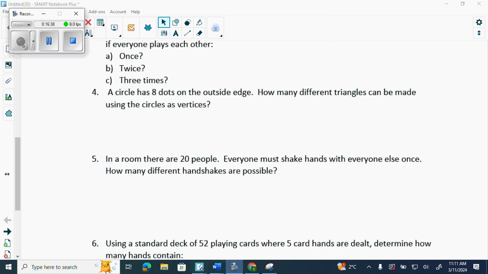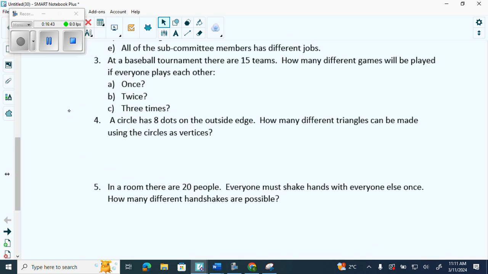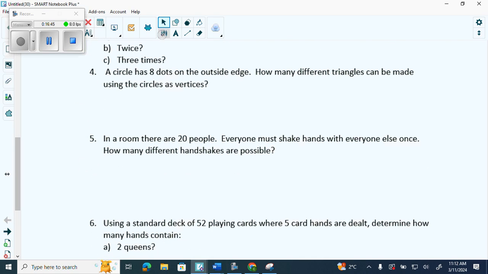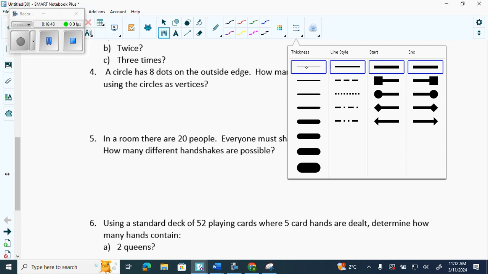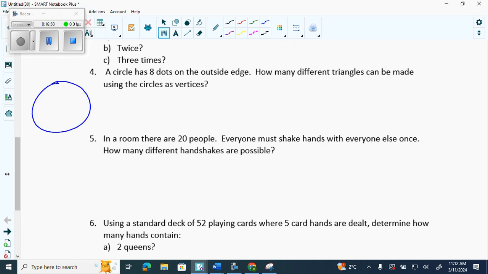Okay? We have a circle and it has 8 dots on the outside edge. Pick a marker up, Lepp. All right, so there's 1, 2, 3, 4, 5, 6, 7, 8. It doesn't really matter where they are. There's just 8 of them, correct? How many different triangles can be made using this circle as vertices? So how many of these little vertices are we using to make a triangle at a time? 3. 1, 2, 3.